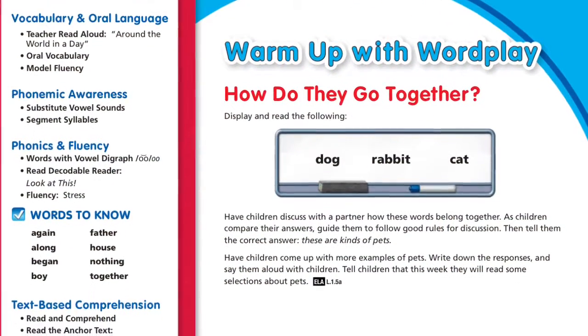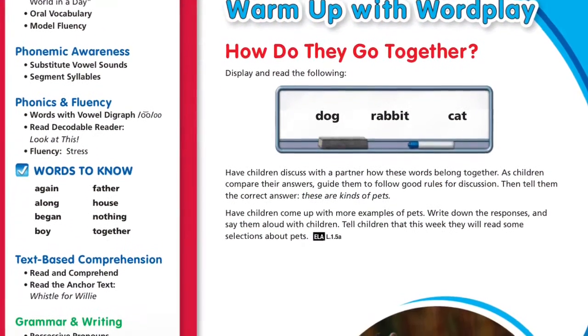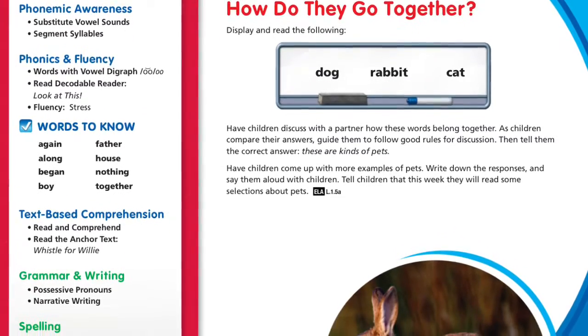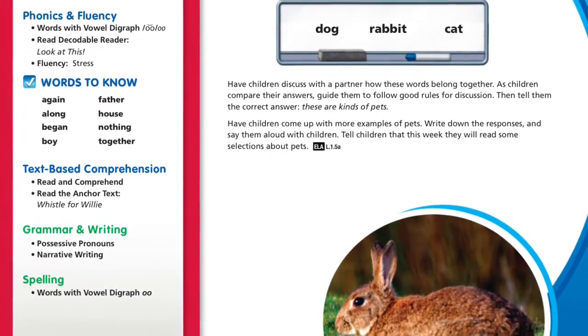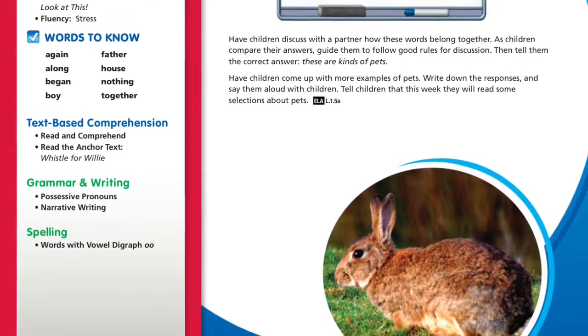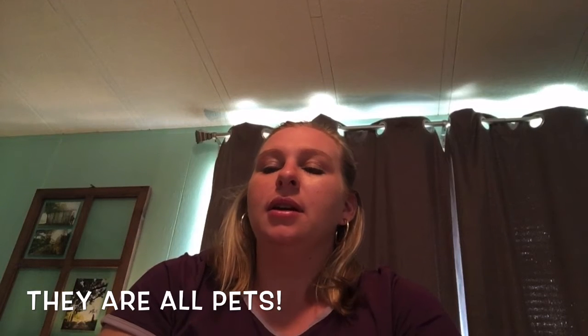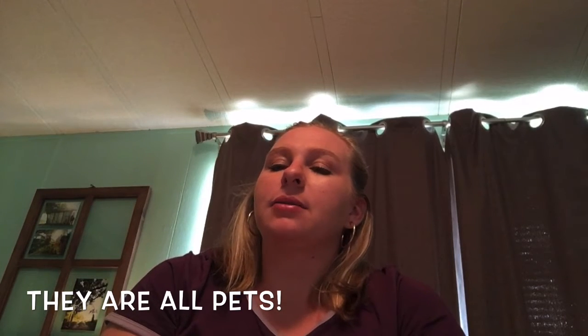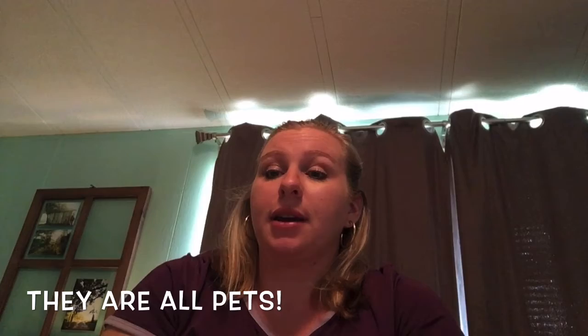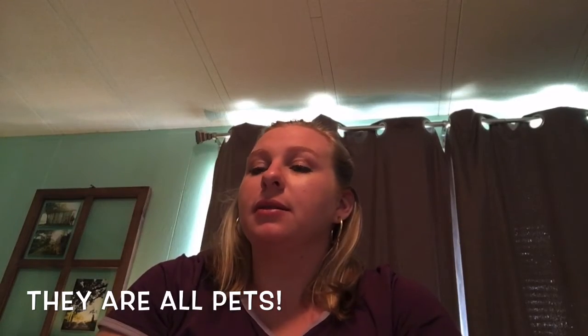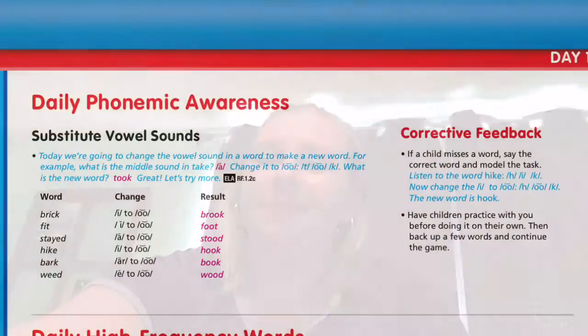So I want you to take a few minutes and think about how these three words, dog, rabbit, and cat, go together. So you can pause the video and think about that for just a few minutes. So you may have guessed that all three of those things are examples of pets that you might have at home. So I want you to take a couple of minutes and write down some other examples of different pets that you could have at home. Something else that would add to this list.